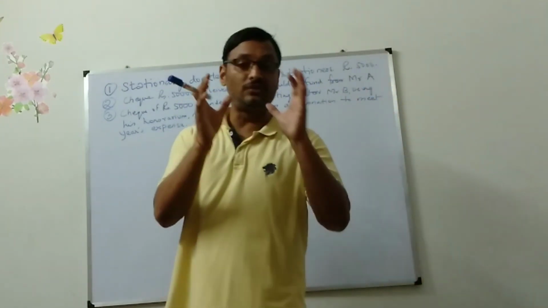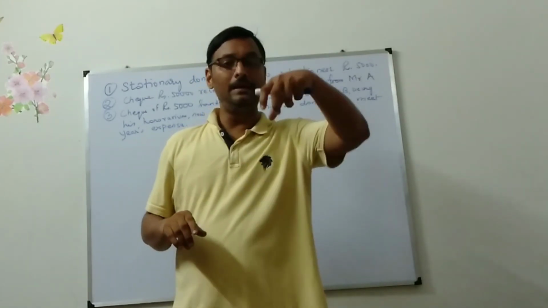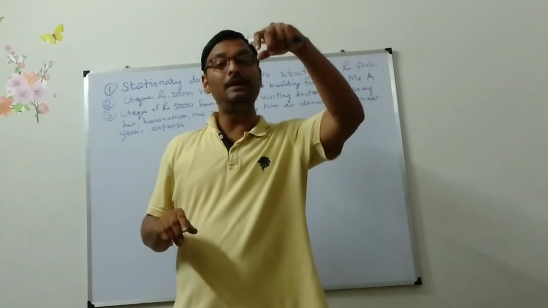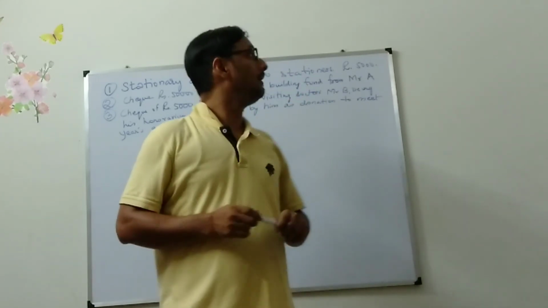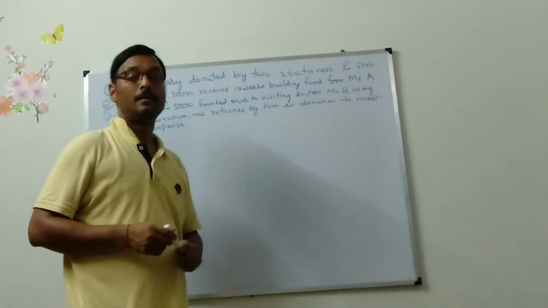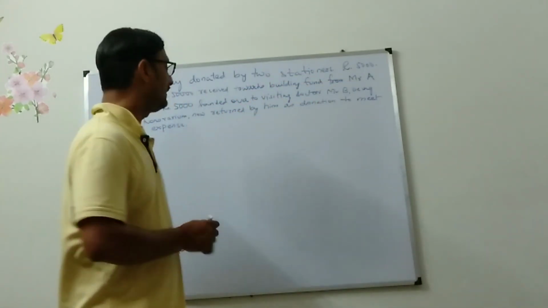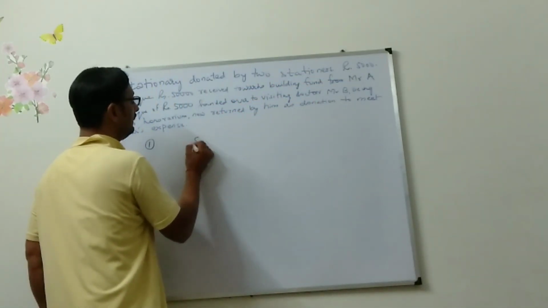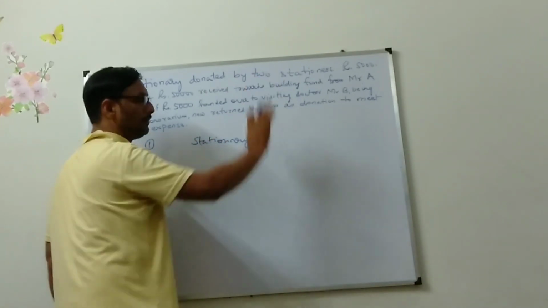That means this stationery is worth rupees 5,000. So the company in whose book you are making this journal entry is receiving stationery, and the value of that stationery is 5,000 rupees. The first item you have got is what? Stationery worth rupees 5,000.